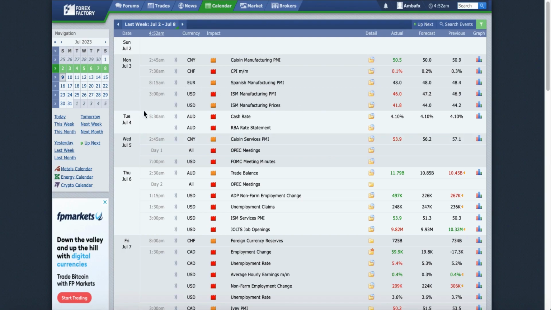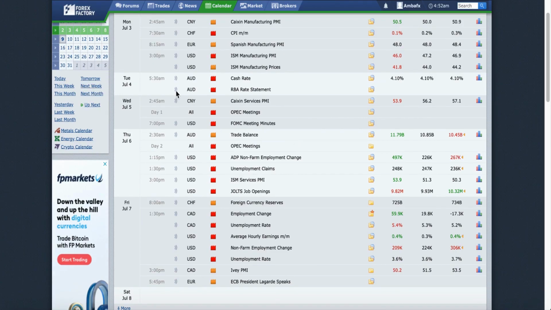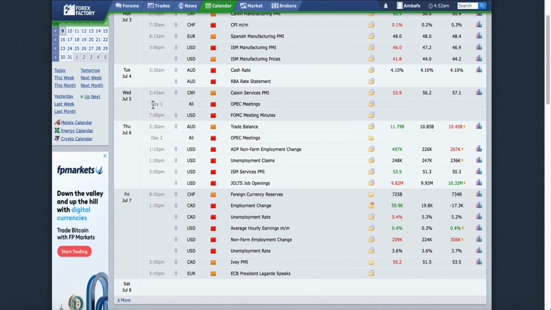So last week on Monday, we saw the weaker ISM manufacturing PMI report out of the United States, which came out lower than expected. Then on Tuesday, the RBA dropped their interest rate report, which came out as expected, and we actually saw the decline in the AUD pairs last week according to this. And then we have the FOMC report on Wednesday.